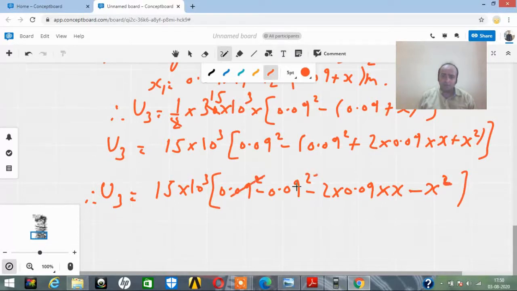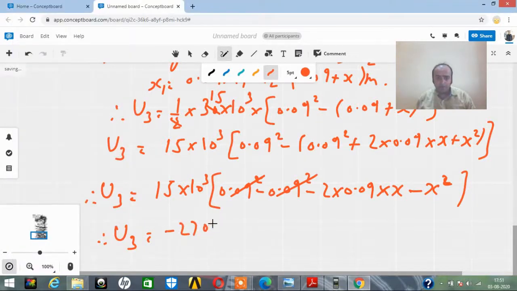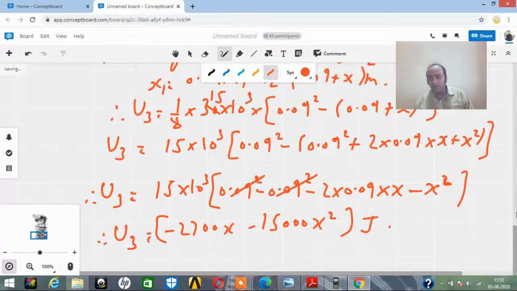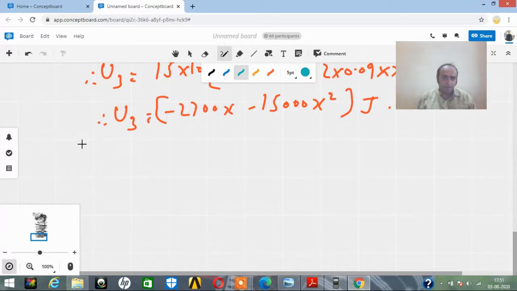So these two terms are going to get cancelled. Therefore U3 is equal to, let me multiply it directly, 15 into 10 raised to 3 into 2 into 0.09, the value is 2700. So it will be minus 2700x minus 15,000 x square, the whole in terms of joule. And we are supposed to find out the value of x. Now let us go for step number 4, a very clear and easy step.